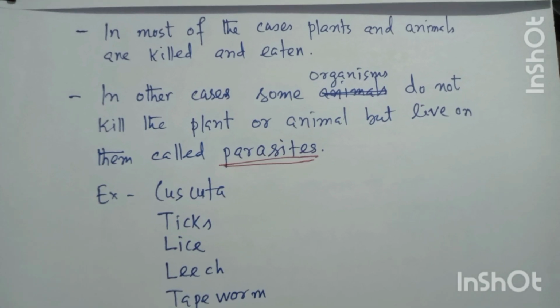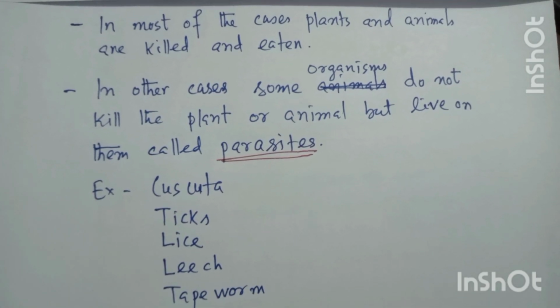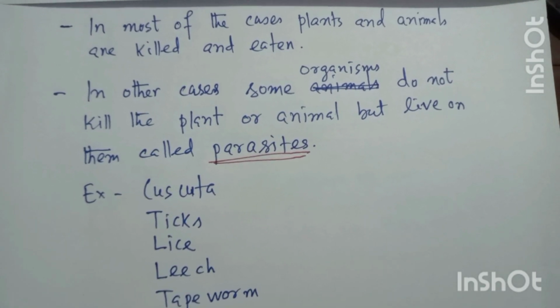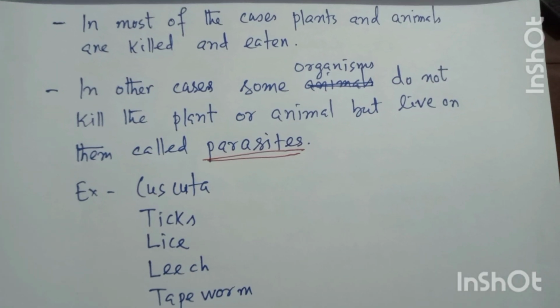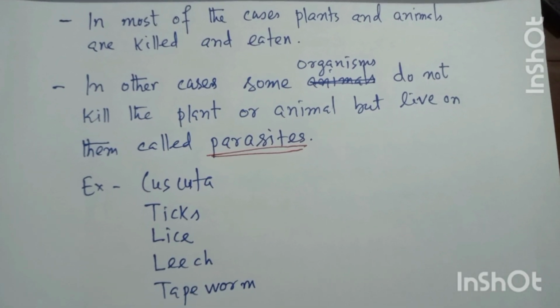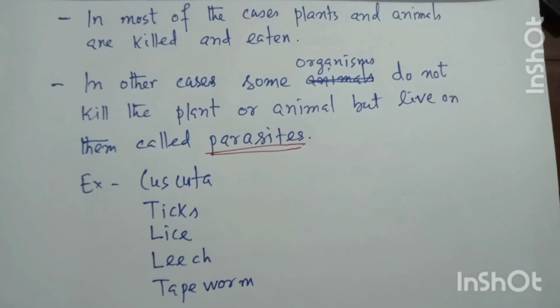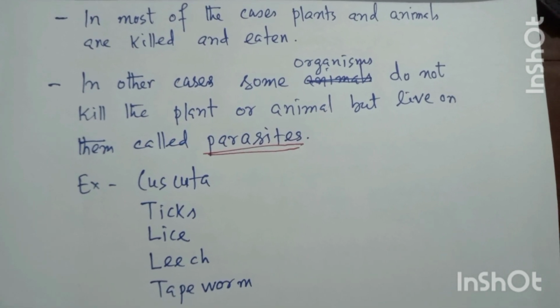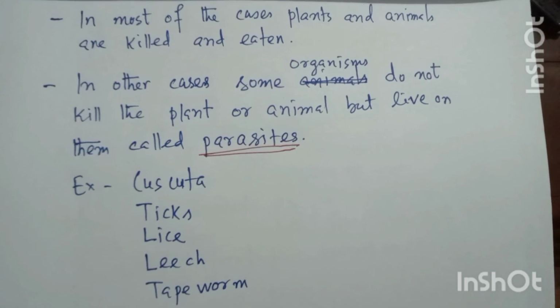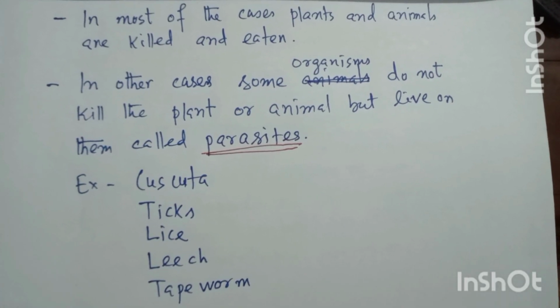In most of the cases, the plants and animals are killed and eaten. But in some other cases, some organisms do not kill the plant or animal, but they live on them, and are called parasites. So these parasites extract the nutrients from its host.